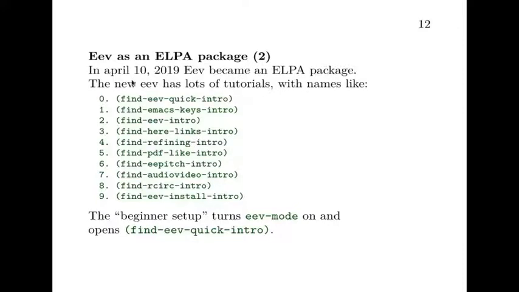And on April 10, 2019, EEV finally became an ELPA package. It finally became official in some way. And this new EEV has lots of tutorials with names like this, "find something intro." And when you install it with the beginner setup and you start Emacs in a certain way, this starts Emacs turning EEV mode on, and it opens the main tutorial.